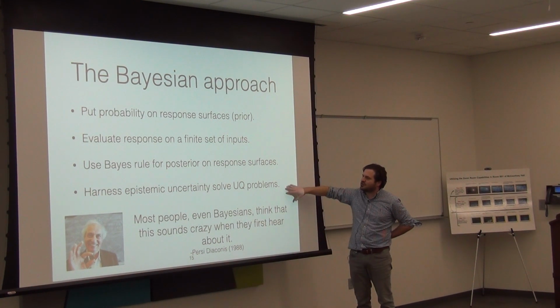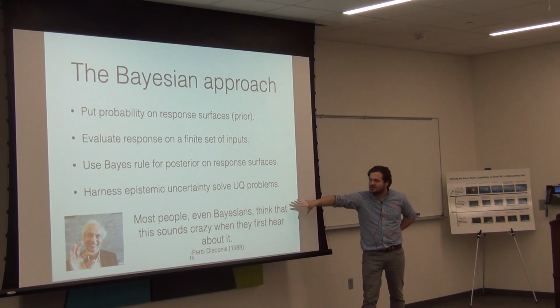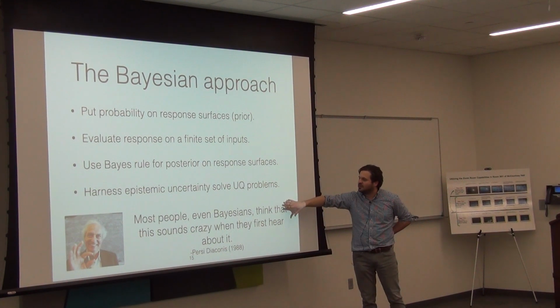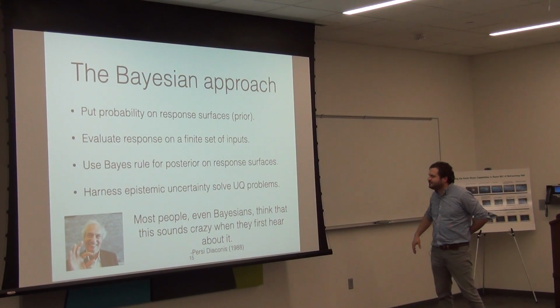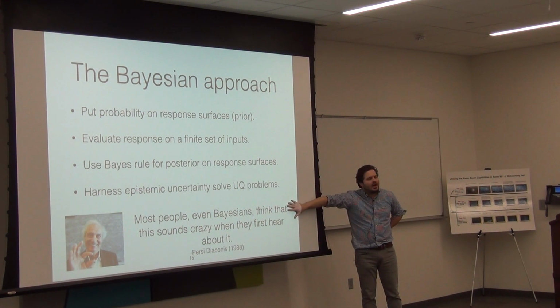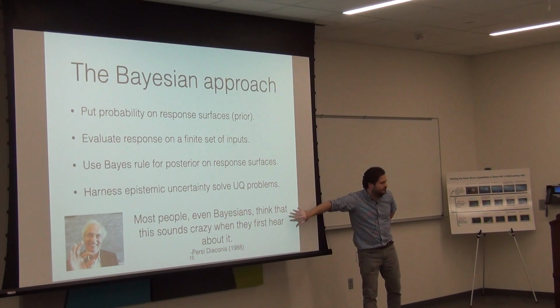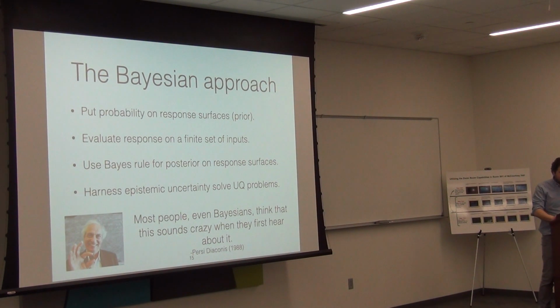But this idea was popularized in the late 80s by Persi Diaconis from Stanford, and simultaneously by Tony O'Hagan. And these guys revisited these ideas to do integration, so to calculate expectations of expensive functions. So they came up with quadrature rules that had a quantified epistemic uncertainty.